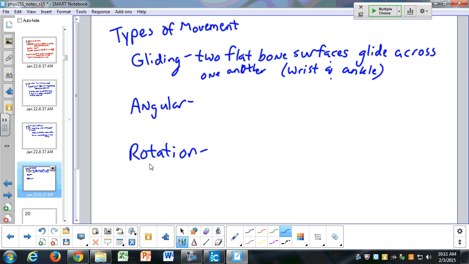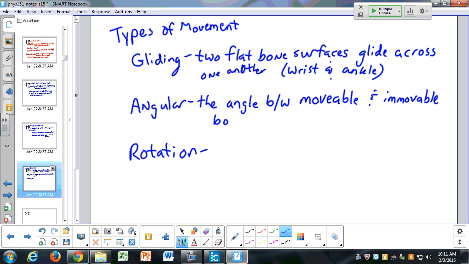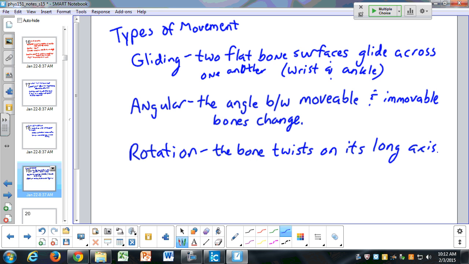You have angular joints, or angular movement. The angle between the movable and the immovable bones changes. So a good example of that is what? In your elbow, right. So my immovable, my movable, it's this angle. It can be 90 degrees, it can be 180, it can change back and forth. So that's an angular movement. And then rotation, things like your head, for example, the bone twists on its long axis.